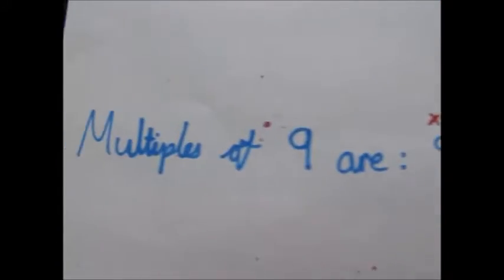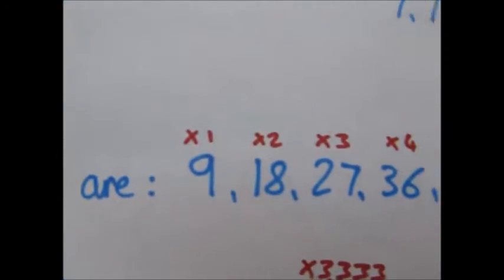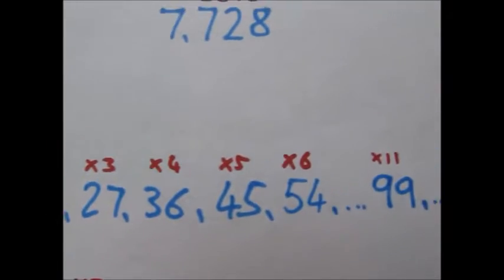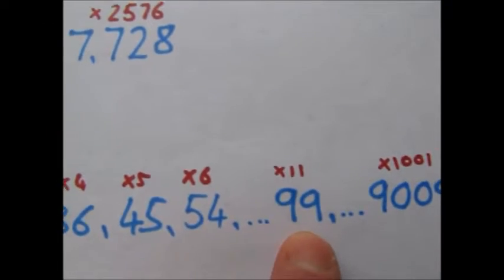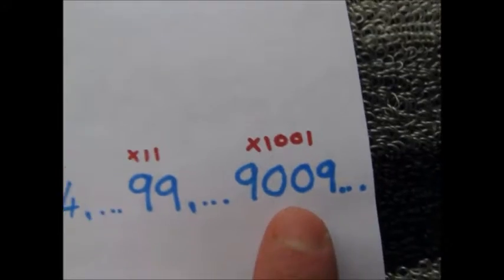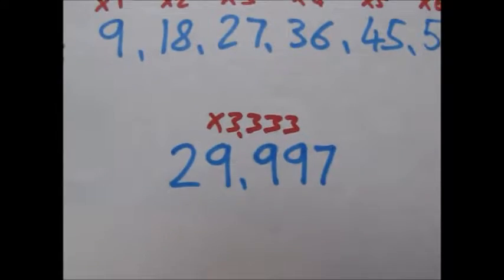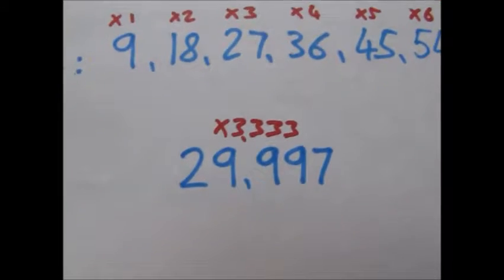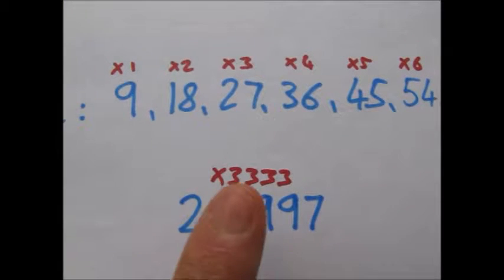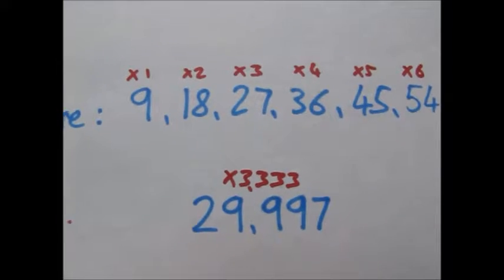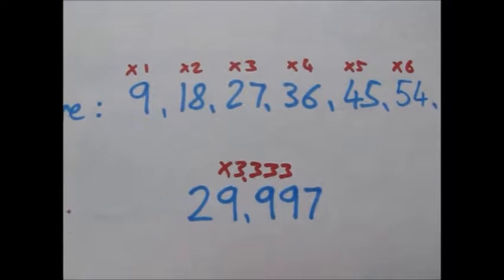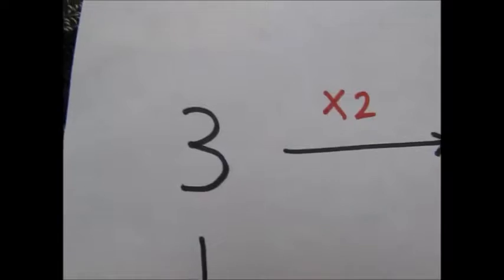Here's another example. I've got multiples of 9 here. So I've got 9, 18, 27, 36, 45, 54. I've timesed by 11 to get 99. I've timesed by 1001 to get 9009. I like that number. It's got nice symmetry. And check this one out. I'll just put it into a calculator. Have fun with it. Why don't you do it? I put in 9 times 3,333 and I got 29,997. Awesome. Yeah.